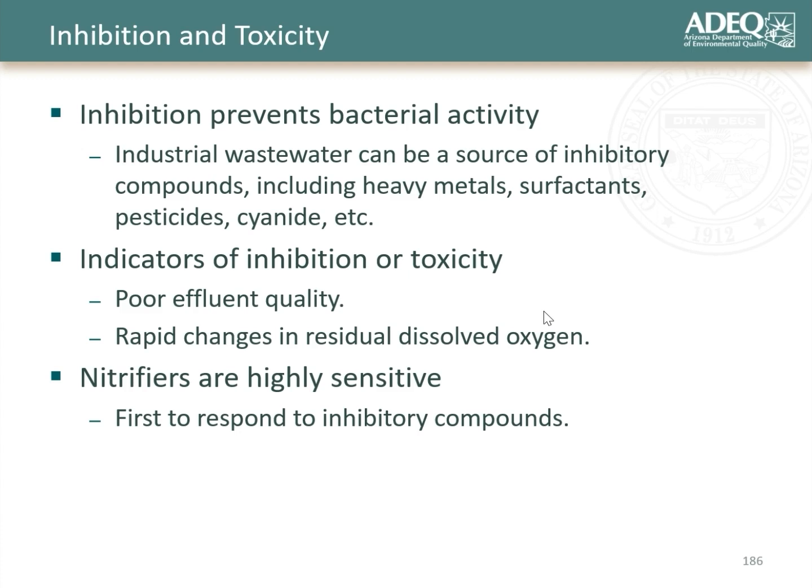And you would see this by potentially seeing poor effluent quality. Obviously, as the bacteria die off, you'd see the effluent quality be worse in your system. And also maybe rapid changes in the residual DO, because bacteria get killed off. All of a sudden, you don't have them consuming that oxygen, and so then you'll just have saturation of oxygen in your water column rather than it being consumed. So those are some indicators. So having a good, robust industrial pretreatment program, if you have a lot of industrial users, is something to consider.